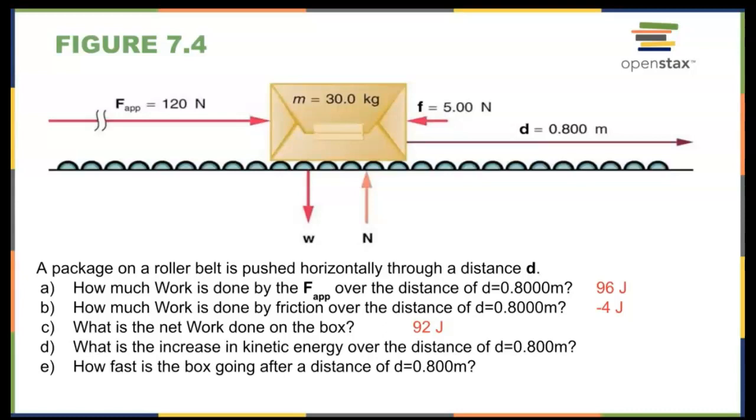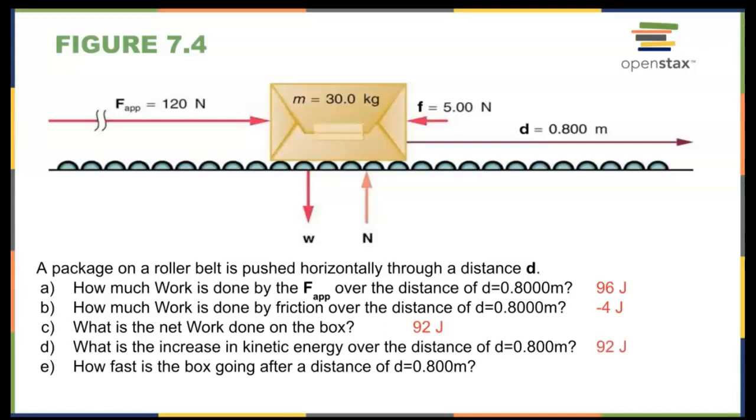I don't have to worry about any vectors or anything. Just say 96 plus minus 4, 92 joules of work total was done on the box. 92 joules of work was done on the box means the kinetic energy of the box increased by 92 joules.